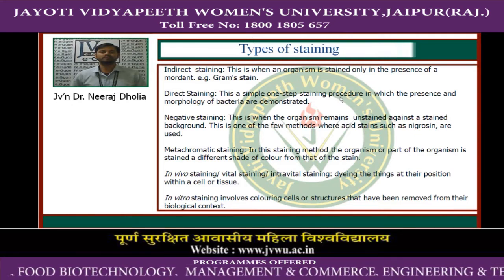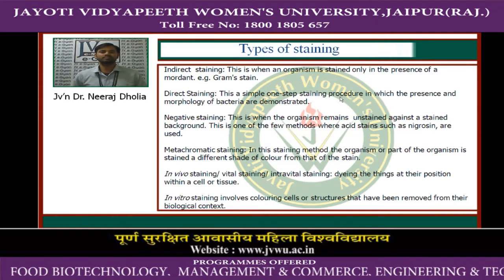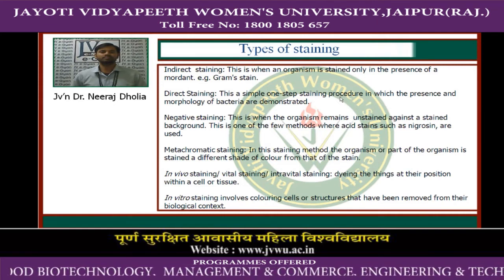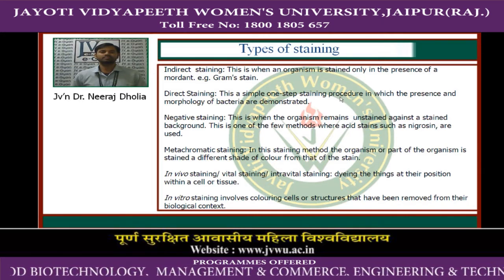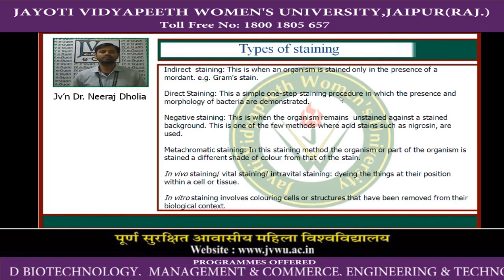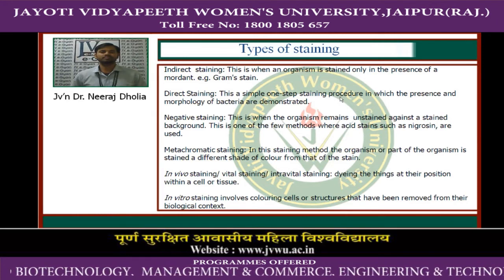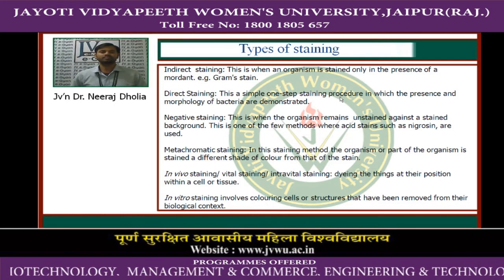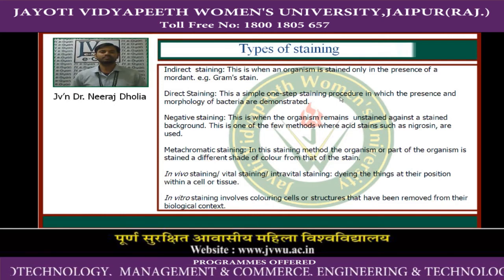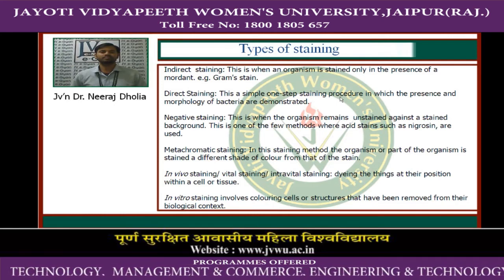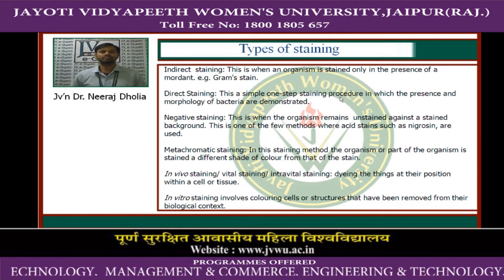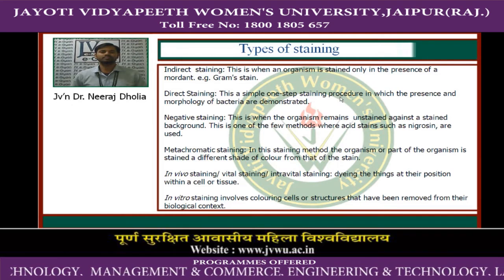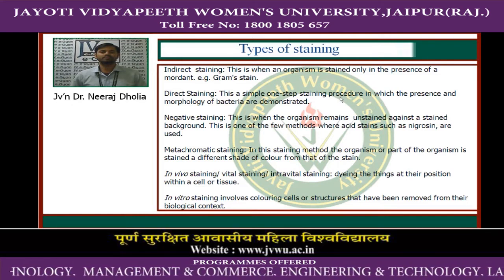So what is metachromatic staining? In this staining method, the organism or part of the organism is stained a different shade of color from that of the stain. It means if your stain has one color, the same color is not obtained in the stained image or stained object. Your object will be stained in a different color from the stain. That is known as metachromatic staining.